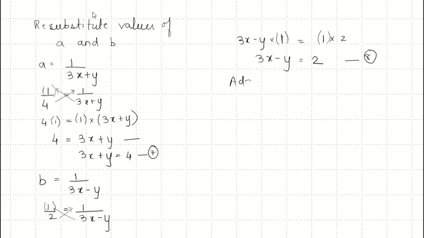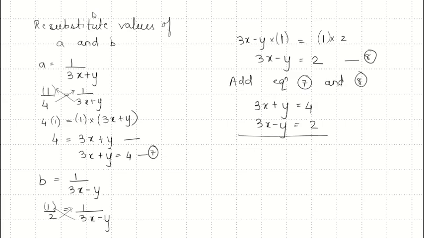Now add equation 7 and 8. What is equation number 7? 3x plus y is equal to 4. What is equation number 8? 3x minus y is equal to 2. Add it, we will get 6x, and plus y and minus y will get cancelled. 4 plus 2 is 6. So x is equal to 6 upon 6. We get x as 1. We got the value of x now.